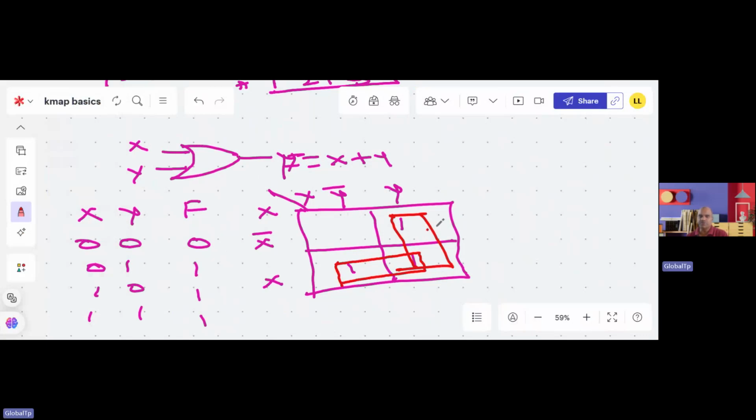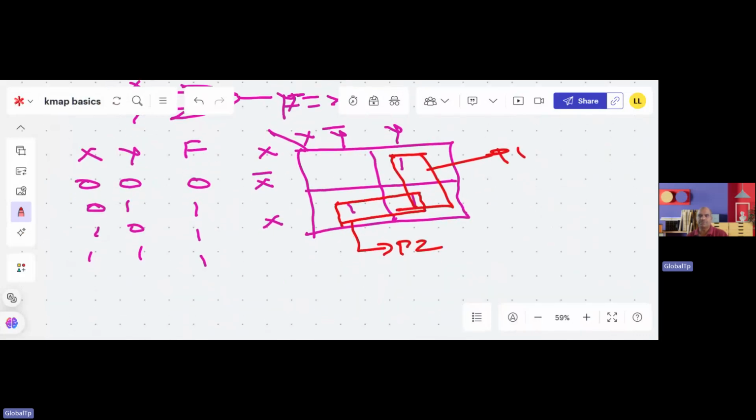So this is what we call pair 1 and this is what we call pair 2. Now what will be the answer we need to write? Pair 1 means corresponding row and corresponding column. For pair 1, the corresponding row: this one contributes x bar and this one contributes x. So both will cancel, and the row will not come here. And for the column, these two ones contribute to a single column y. So I am getting y here.